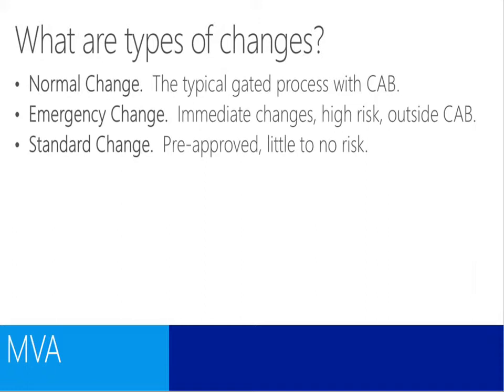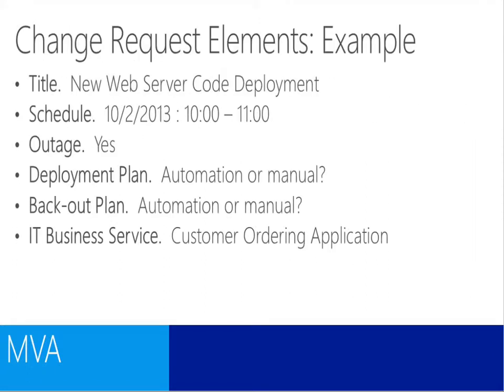All right, so moving on. Here's an example of a change request. What do we have contained within it? Well, first we have a title. We have a schedule of when we're actually implementing that change request. And we also have an indication of whether or not it's going to cause an outage. I usually say that if there's a chance it's going to cause an outage, it's yes. Outage is a yes-no question. It's not a maybe question.